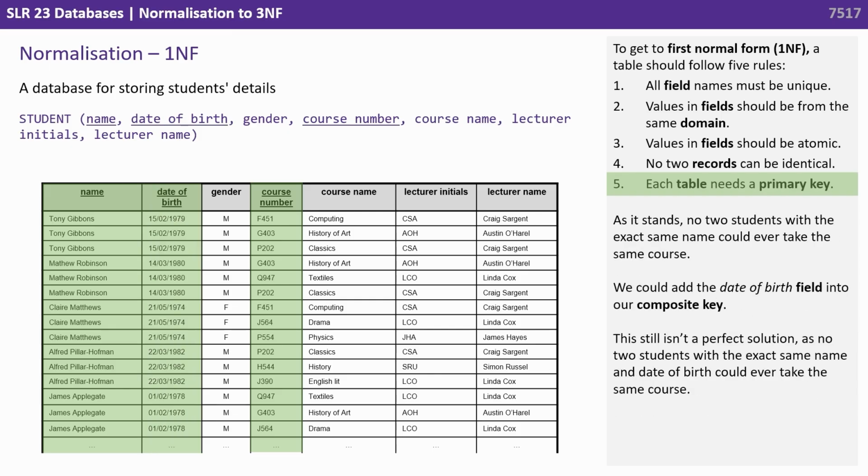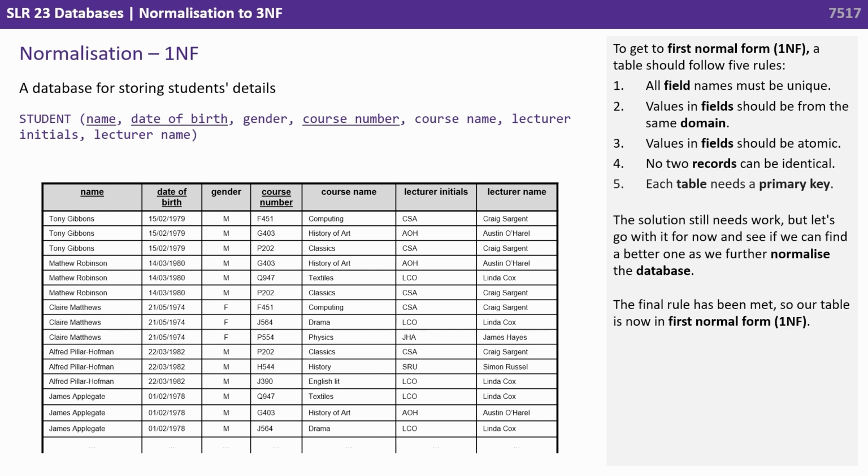Well, as it stands, no 2 students with the exact same name could ever take the same course. We could add the date of birth field into our composite key. This still isn't a perfect solution, as no 2 students with the exact same name and date of birth could ever take the same course. The solution still needs work, but let's go with it for now and see if we can find a better one as we further normalise the database. The final rule has been met, so our table's now in first normal form.